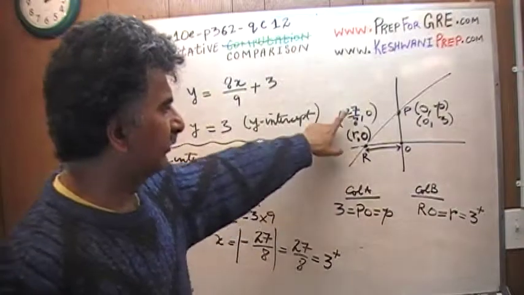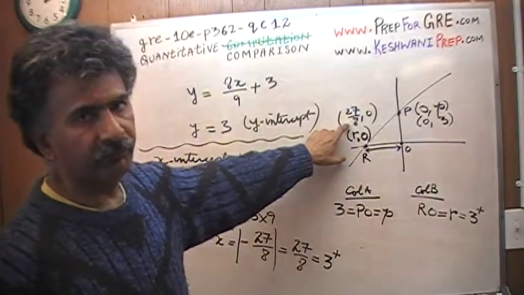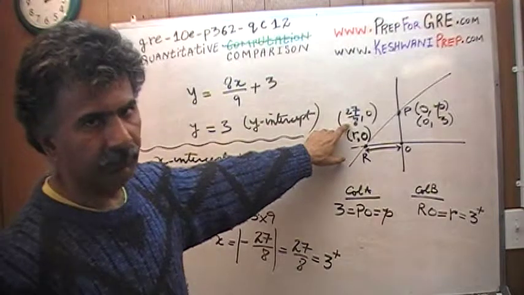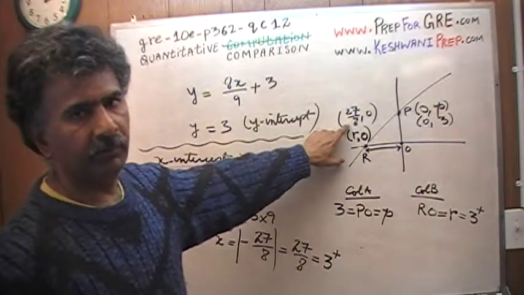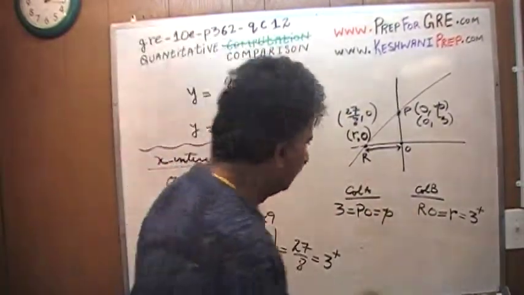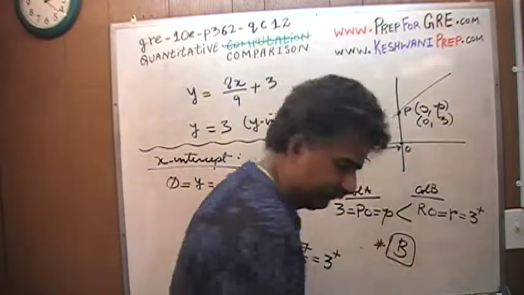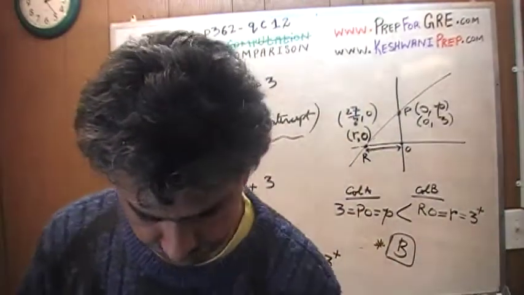Since the x-intercept is 27 over 8, one more time I'm explaining it, we know that 27 over 9 is 3, therefore 27 over 8, whatever it is, has got to be more than 3, because 27 over 9 would have been 3. So this is exactly equal to 3, this is more than that, the answer is B. That's all it was.